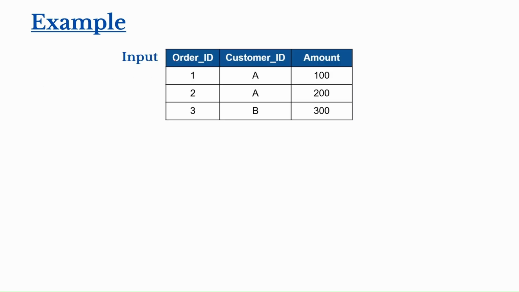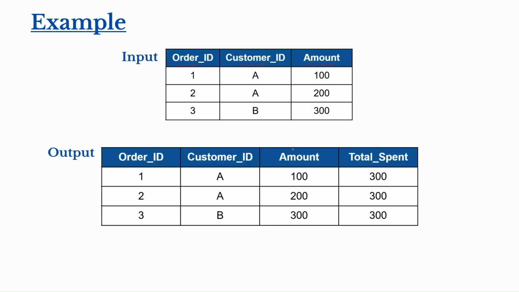So let's understand this with the help of an example. Here is our input table that has some order details information, with columns like order ID, customer ID, and amount. Now let's say we want to know how much each customer has spent in total, but we don't want to collapse the rows. Using a window function, we will get this output where each row remains as it is and a new column, total spent, has been formed, which tells us how much the customer has spent overall.